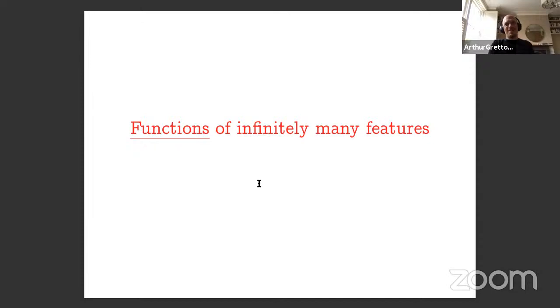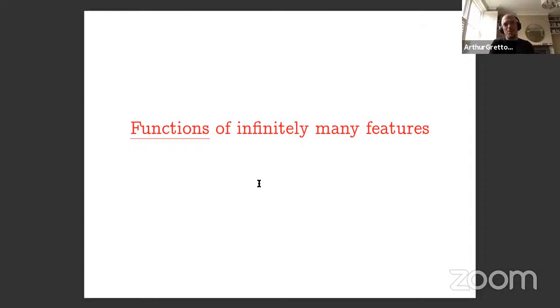Okay, so I've defined kernels as dot products of features, and that's fine. But in machine learning, we need to make predictions, right? I have my features of my objects, but I need functions of those features. So maybe I'm doing regression, maybe I'm doing classification. So it's not enough to just say I've got these infinite features. I need to do something useful with them.